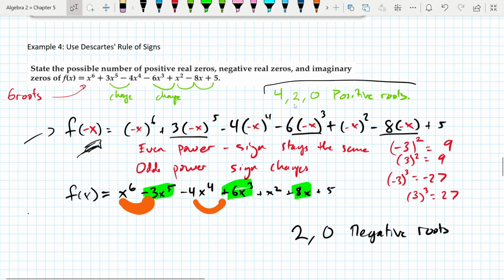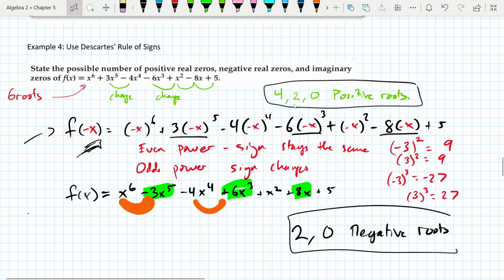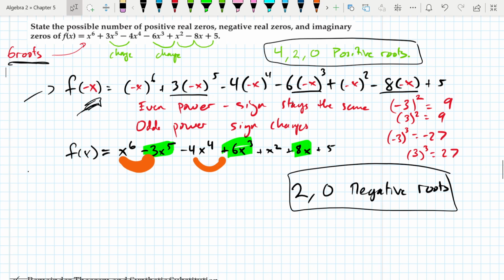Okay, now here's the big thing that comes from this. We know how many positive roots there are, we know how many negative roots there are, but I said it also told us how many complex roots there were. Well, that's because we know there's going to be 6 roots from the fundamental theorem of algebra. The way I like to show this is I like to make a little chart. I have positive roots, I have negative roots, and I have complex roots. And I like to go through and process everything together.